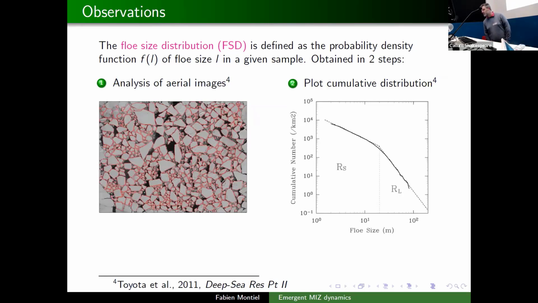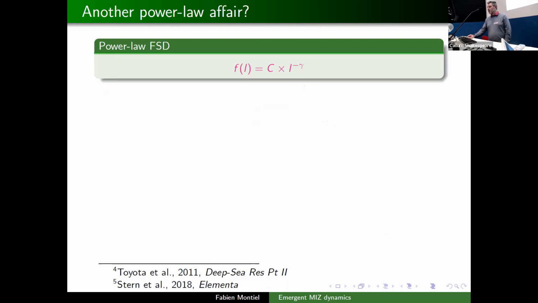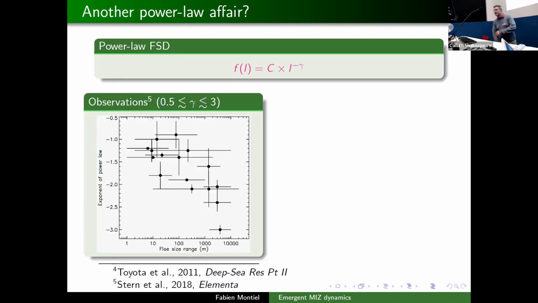Since early measurements of that in the 1980s, most of the studies seem to have shown that there is some kind of power law relationship or a variation of it. Here we have a break of the slope, so there could be 2 power law relationships governing the floe size distributions. So is it again a power law that we have here? Well, there is this nice paper by Stern in 2018 that looked at a bunch of different observations, and they found that a wide range of powers were observed depending on the data.